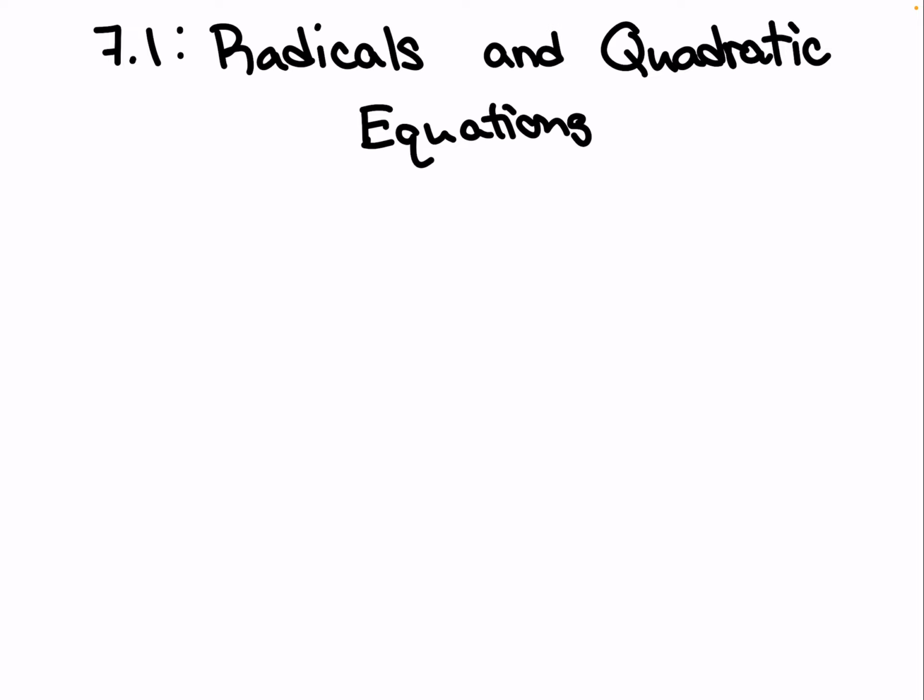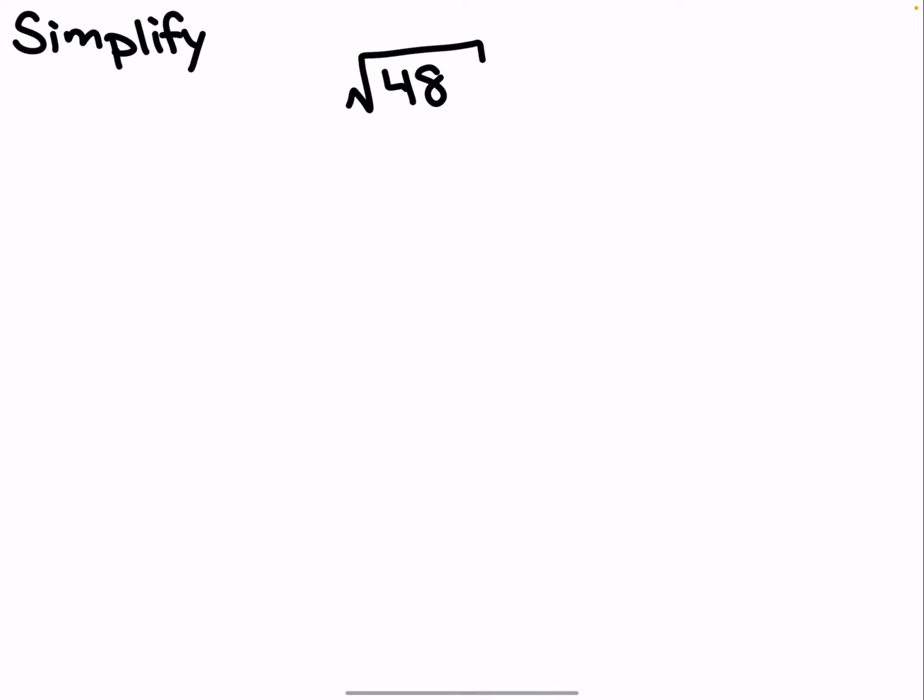Today we're going to be covering 7.1 radicals and quadratic equations. So let's go ahead and jump right in and see how we're doing with them. First off, we're going to simplify radical 48. There are some steps we need to take in order to simplify this, but they're pretty straightforward.